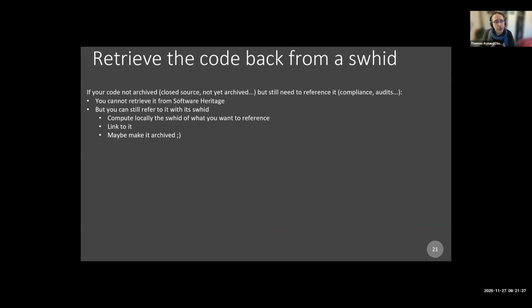If your code is not archived, of course, it can be closed source, not yet archived, but you still need to reference it, for instance, for audit or compliance. Obviously, you cannot retrieve it from Software Heritage, but you can still refer to it with its SWHID. You can compute locally the SWHID of what you want to reference. You can put a link to it and maybe make it archived at some point if you want it to be inside Software Heritage.